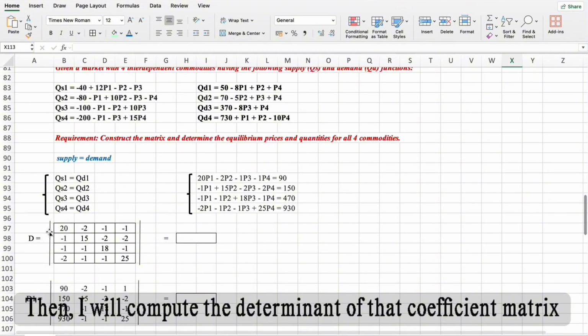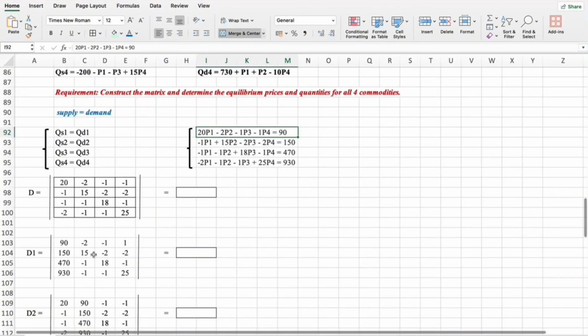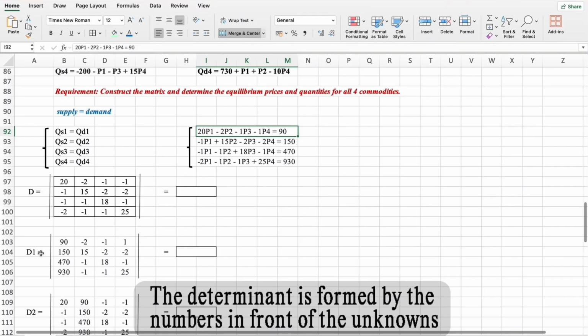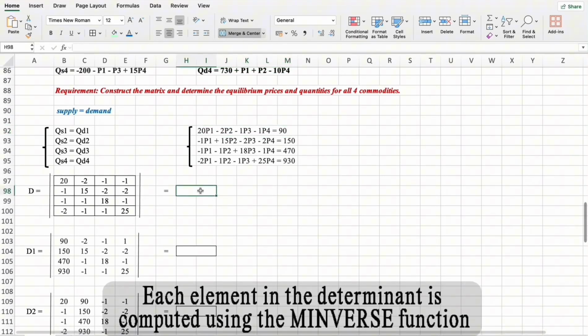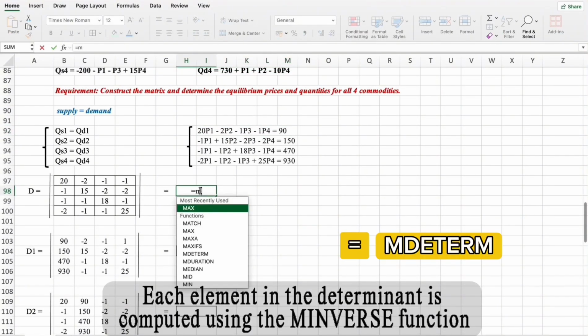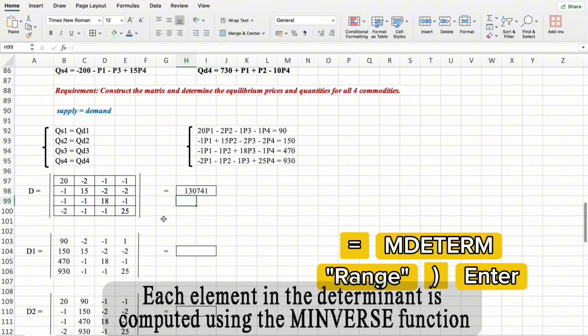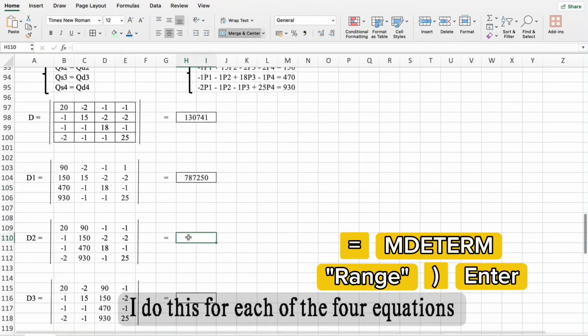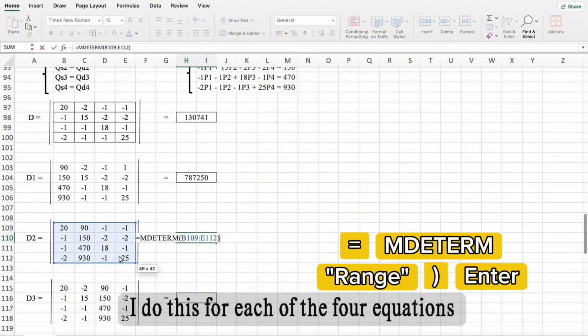Then we will compute the determinant of that coefficient matrix. The determinant is formed by the numbers in front of the unknowns, the variables. Its element in the determinant is computed using the inverse function. After selecting the matrix, we will compute the determinant. I do this for each of the 4 equations.